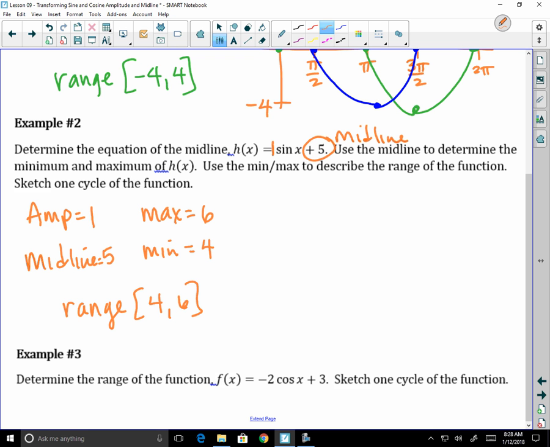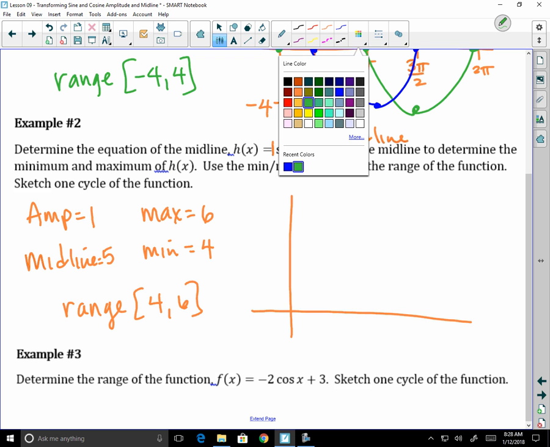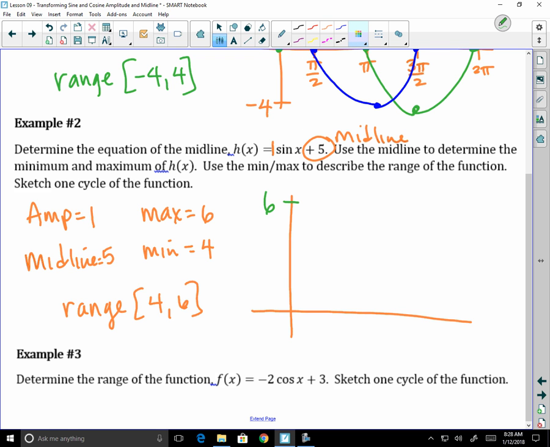So keep that in mind before you go through and sketch this. When I want to sketch this, I know that this whole graph is going to be completely above the x-axis. So I don't want to make it so that I see a bunch of points below the x-axis here. I know that I'm going up to a maximum of 6, a minimum of 4, and 5 is going to be right in the middle. Just like before, I'm going to separate this into 4 parts: one for pi over 2, pi, 3 pi over 2, and 2 pi.